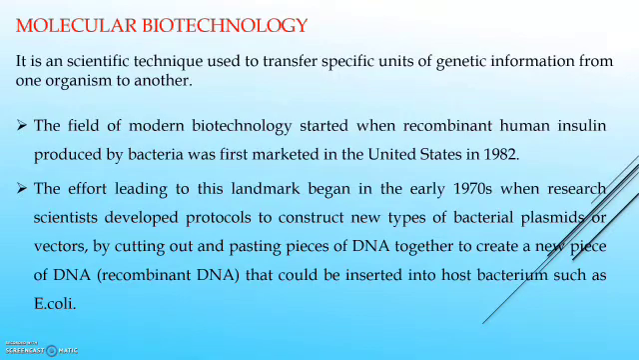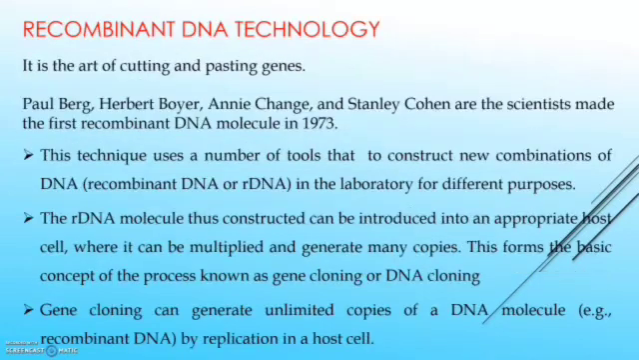The field of modern biotechnology started when recombinant human insulin, also called humulin, produced by bacteria, was first marketed in the United States in the year 1982. The effort leading up to this landmark event began in the early 1970s when research scientists developed protocols to construct new types of bacterial plasmids or vectors, prepared by cutting out and pasting pieces of DNA together to create a new piece of DNA that could be inserted into a host bacterium such as E. coli. One of the most important techniques under molecular biotechnology is recombinant DNA technology. It is simply defined as the art of cutting and pasting of genes.